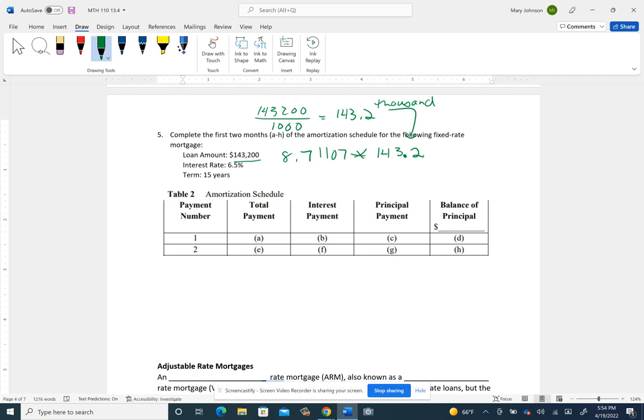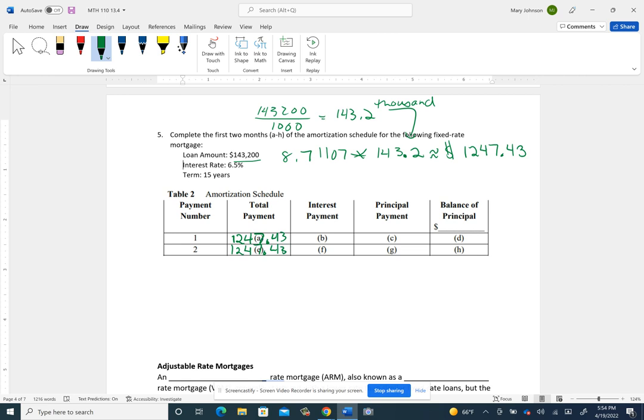Okay, so we're just going to take that 8.71107 and multiply it by 143.2, and what we get is about $1,247.43. Okay. All right, so that is the regular monthly payment we're going to make every month for 15 years. Okay, so we know that part.